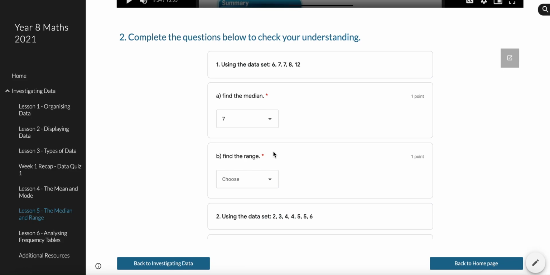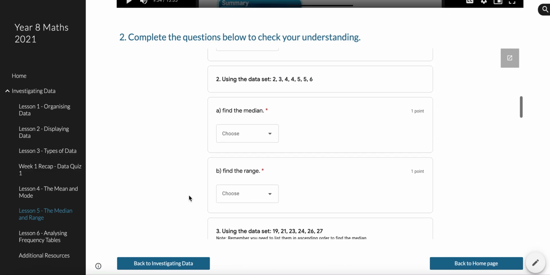Okay, let's find the range now. So the range is super easy. It's just the highest score minus the lowest score. So our highest score here is 12, and our lowest score is 6. So it's just 12 minus 6, which is 6.